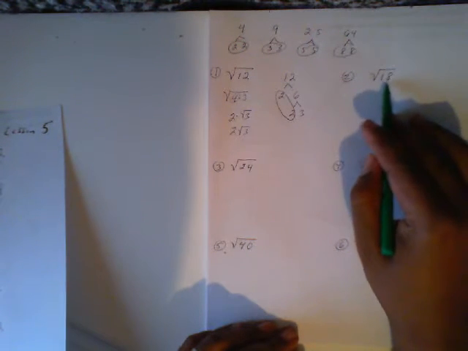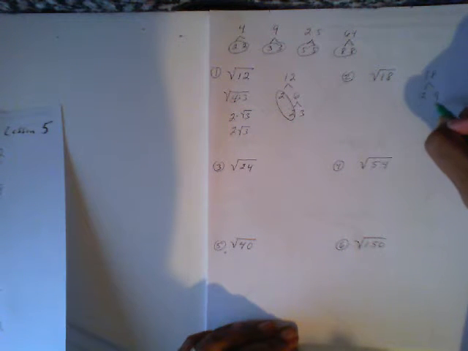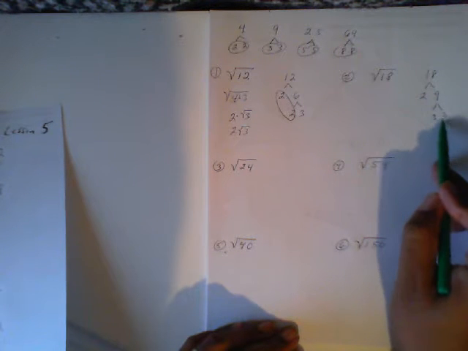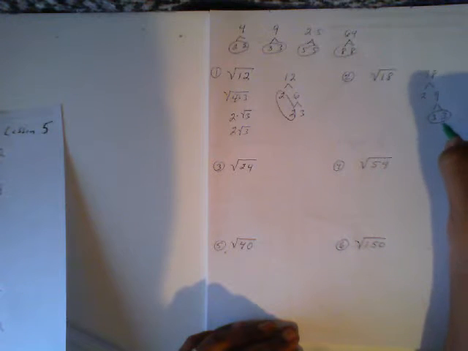Let's see if we can find any pairs inside 18, which would be perfect squares. So let's start with 18, and I'll make that 2 times 9, and then 9 is 3 times 3. Okay, these are all my prime numbers. And I found I have a pair here. So that's my pair, so that's going to be a perfect square.